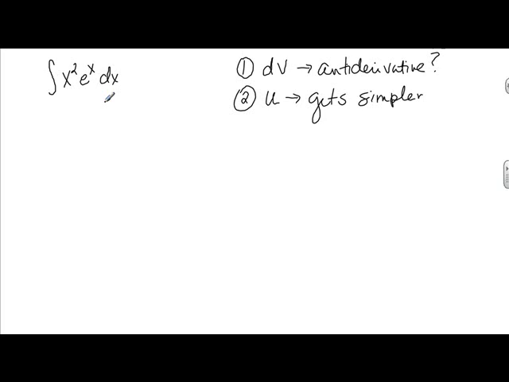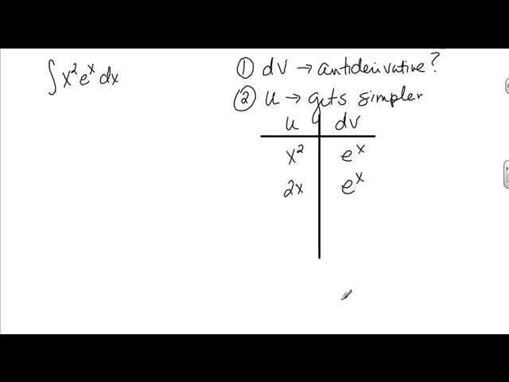Now here's how I'm going to organize this. I'm going to make a table. At the top of the table, I'm going to put u on the left side, dv on the right side, and then write down what I've chosen for u and what I've chosen for dv. Now take a derivative of u, take an antiderivative of dv, and then you do it again. Derivative of u, antiderivative of dv, and you can actually keep going until you get 0 for your derivative. This won't always happen, but in a lot of situations it will.